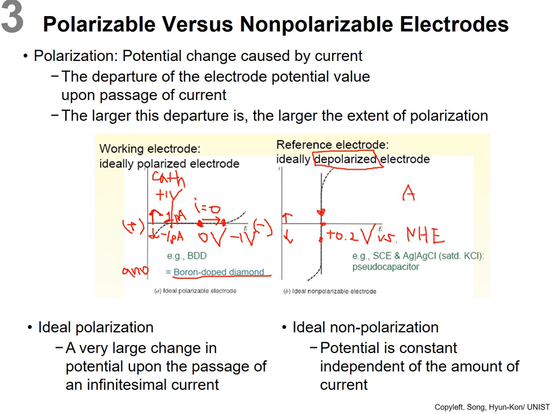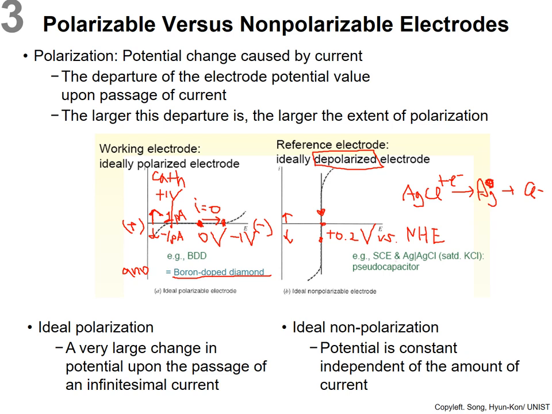Silver chloride, which is solid, goes to silver zero plus chloride minus, with plus 1 electron. So silver chloride is reduced with one electron, going to silver metal plus chloride minus, or vice versa. So we always have the reduction process or oxidation process when you apply current into this system.